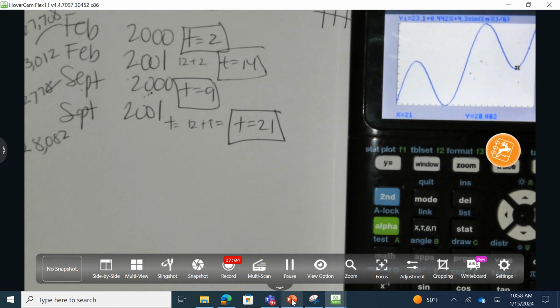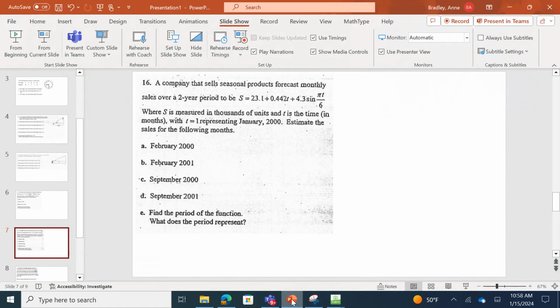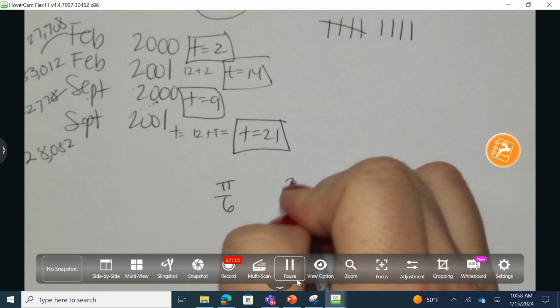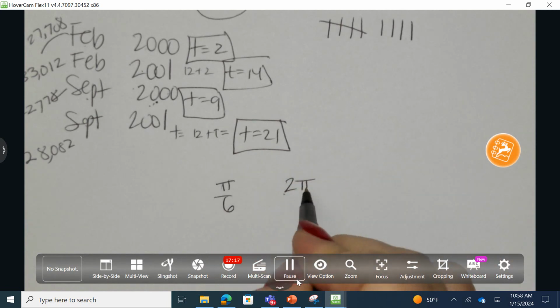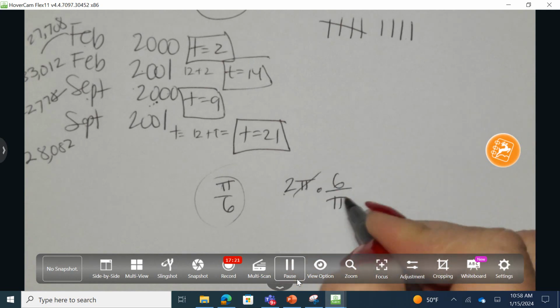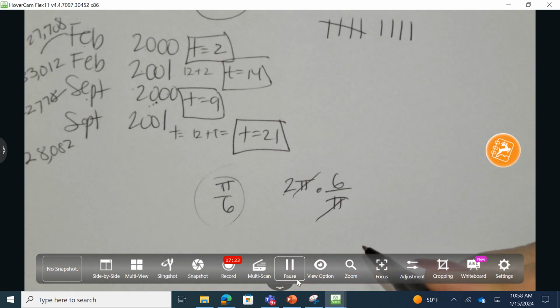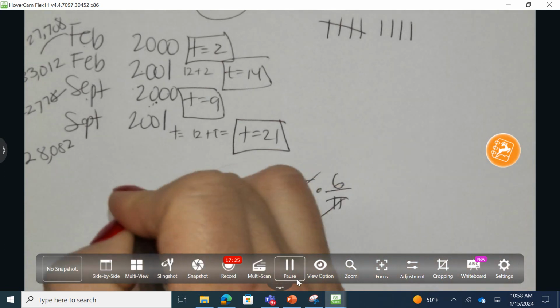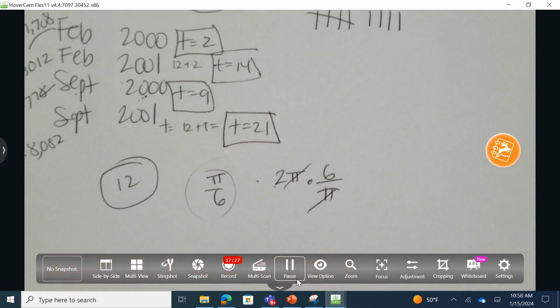And then we're asked to figure out what is the period. So let me come back here and look what's directly in front of the x, or in this case it's t, would be pi over 6. So this is a sine curve. I'm going to take 2 pi and divide it by this quantity, which is like multiplying by the reciprocal. Our pi symbols are going to be reduced down to 1, and we end up with an answer of 12. So 12 months or 1 calendar year represents the period for this function.